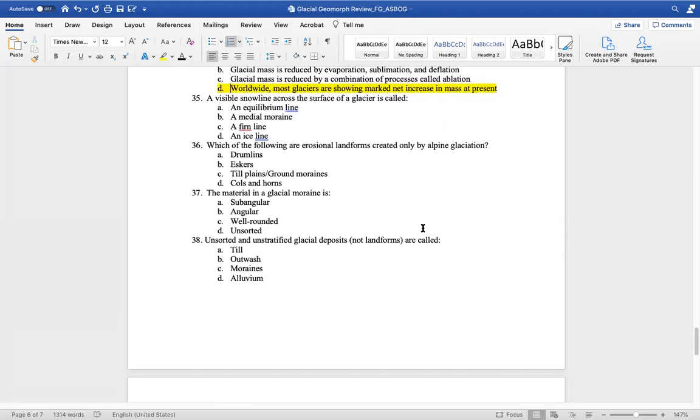But it's the truth. A visible snow line across the surface of a glacier is called an equilibrium line, medial moraine, a firn line, or an ice line. Ice line, that's too easy. That's a trap answer. Equilibrium line, we already talked about that. That's where the zone of ablation and the zone of accumulation are equal. Medial moraine, that's the ridge of two coalesced moraines. And a firn line, well, that's the visible snow line across a glacier.